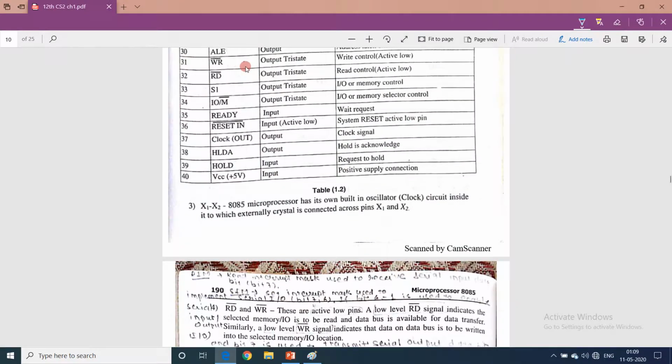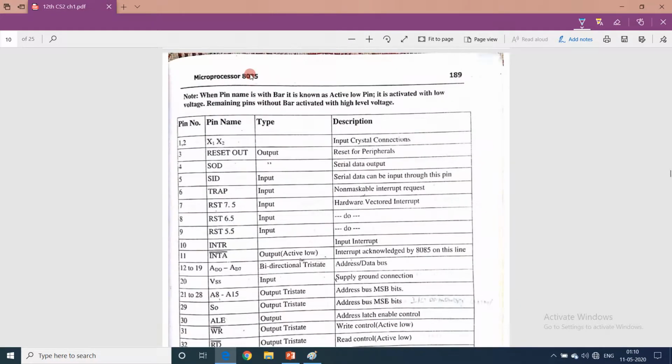Then some of the pins I want to clarify. This is TRAP, RST 7.5, RST 6.5, RST 5.5, INTR. If we count 1, 2, 3, 4, 5, these are 5 interrupt pins. These are 5 hardware interrupt pins. We will be learning the interrupt topic in detail, but since it is mentioned in the pins we have, I'm trying to explain it to you in short. So these are the 5 hardware interrupts. Why hardware interrupts? Because these interrupts come to the processor through the pins of the microprocessor, through the hardware of the microprocessor. That's why this is a hardware interrupt.